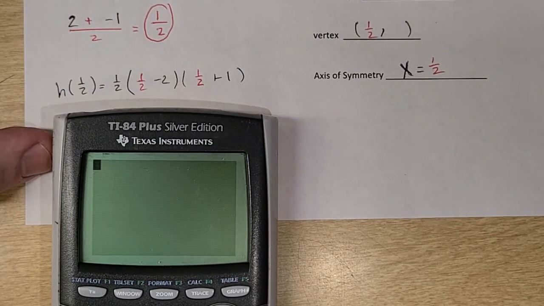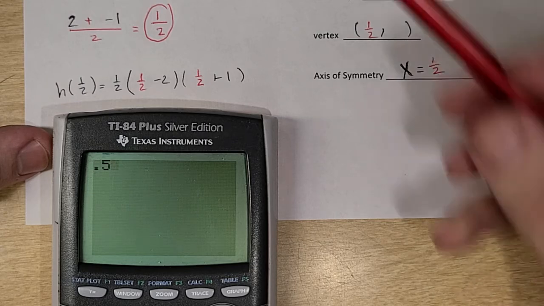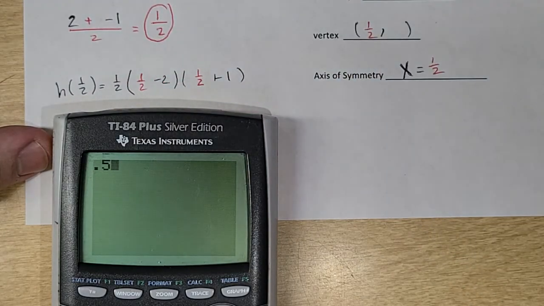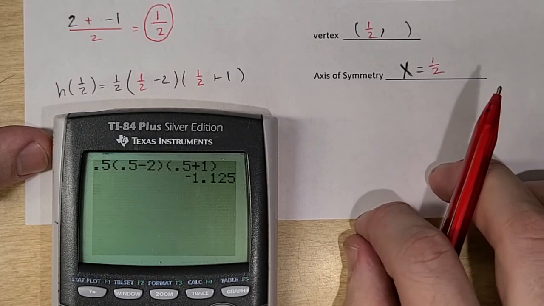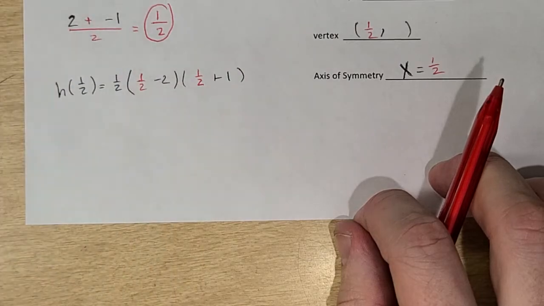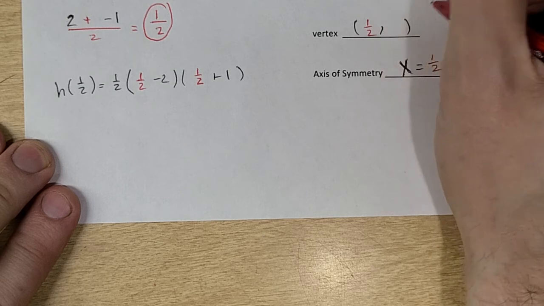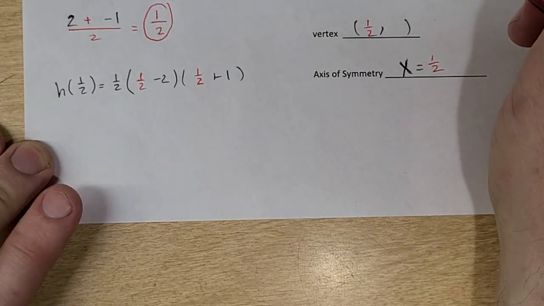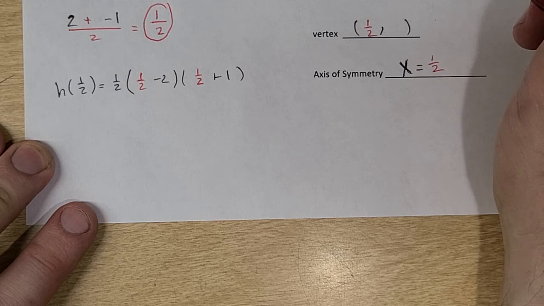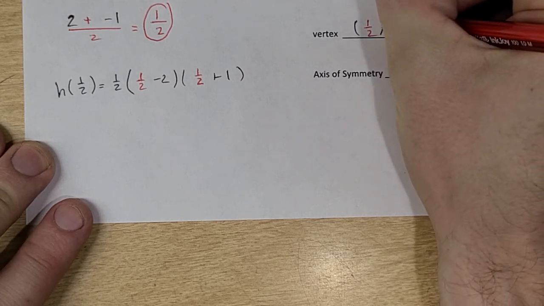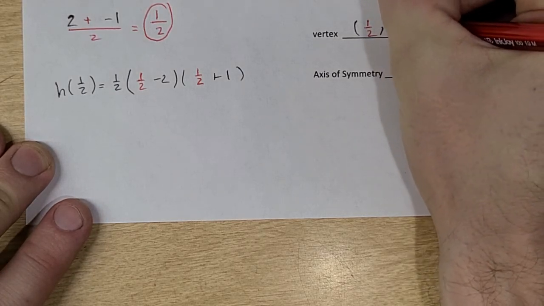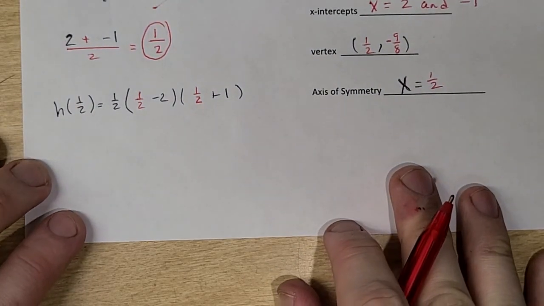All right, so I'm going to start here. 0.5, that's the first half. Parentheses, 0.5 minus 2, end parentheses. Parentheses, 0.5 plus 1, end parentheses. If I hit enter, I get negative 1.125. So this is negative 1.125. As a decimal, or as a fraction, that's negative 1 1/8 or negative 9/8, if you like fractions.